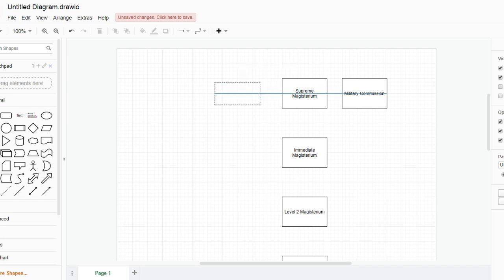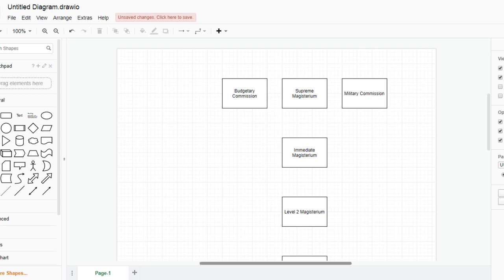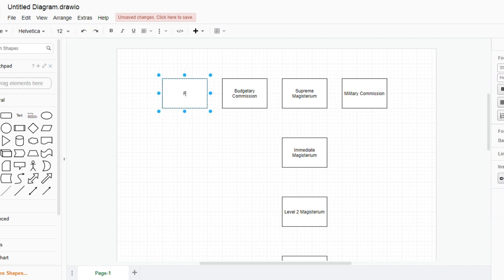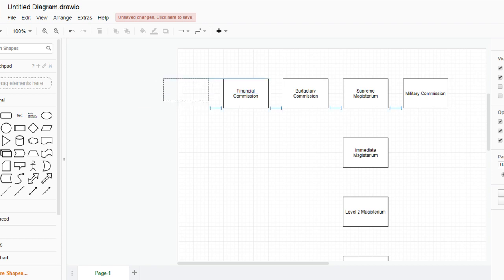So, okay. So you've got the military commission, which handles the military matters. Then you've got the budgetary commission, which doesn't do a lot, but it does handle the exact budget. Now, there's also the financial commission, which handles government spending and also organizes tax revenue.